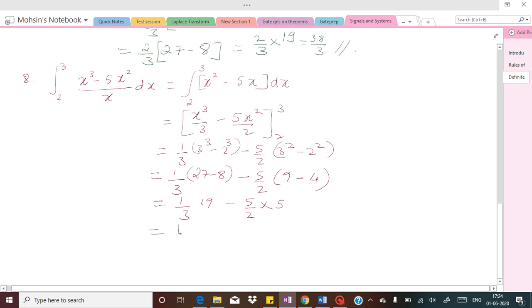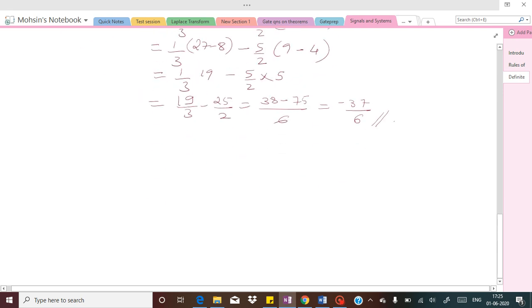So this is 19 by 3 minus 25 by 2. Okay, so we can take common as 6, LCM, 3 into 2. So here it is going to be 38 minus, sorry, 25 times 3 is going to be 75. Okay, so that's gonna be equal to 38 minus 75 is minus 37, and it is divided by 6.